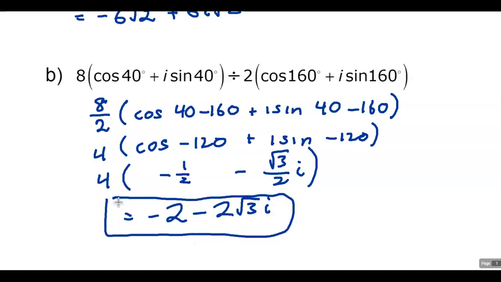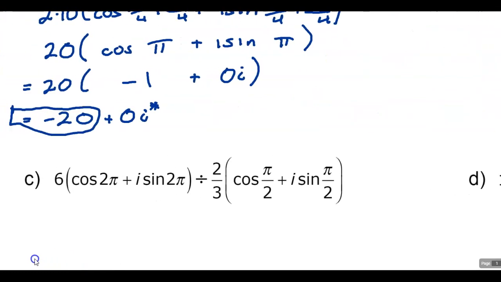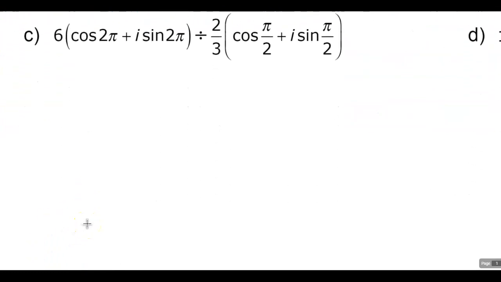All right, let's move on to the back. Oh no, we got a few more. Got excited. A few more divisions. Okay, so these are in radians. So let's do the same thing as we did before. 6 divided by 2/3. This is a division problem. We're going to divide these radii and subtract the angles. So 2 pi minus pi over 2.